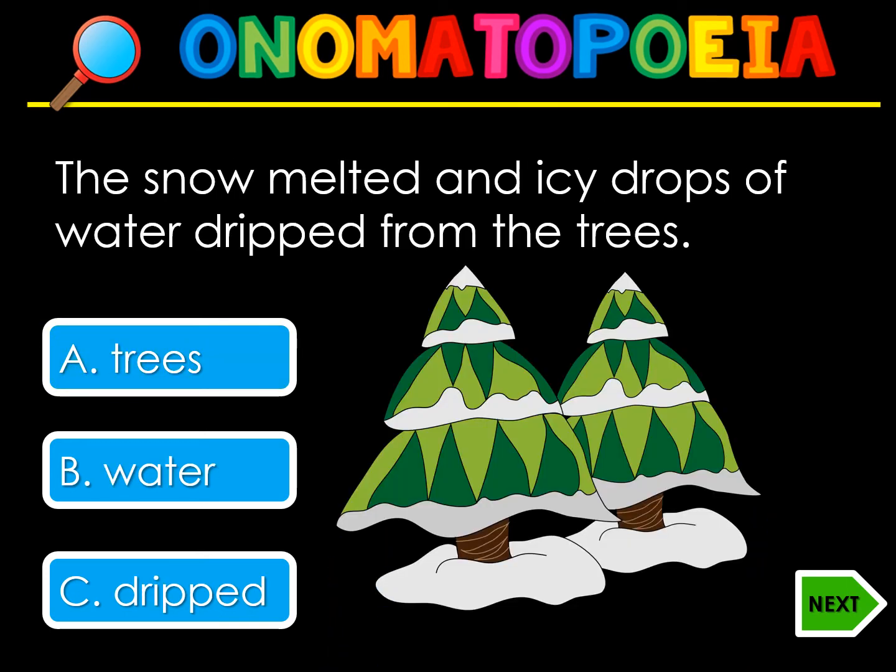The snow melted and icy drops of water dripped from the trees. Is it A, trees, B, water, or C, dripped? Did you get C, dripped?